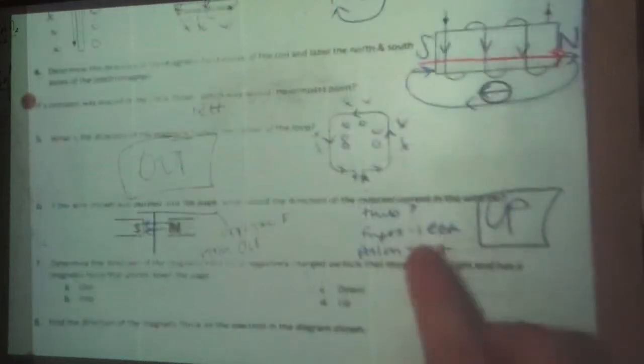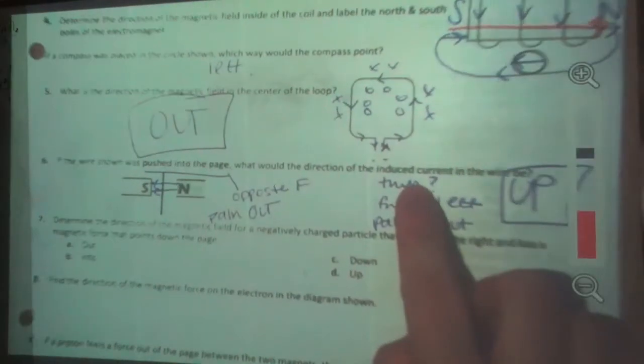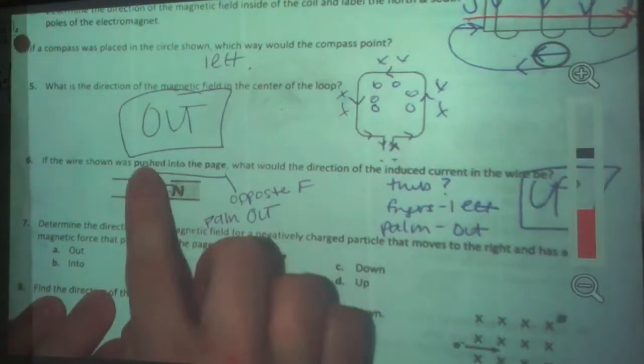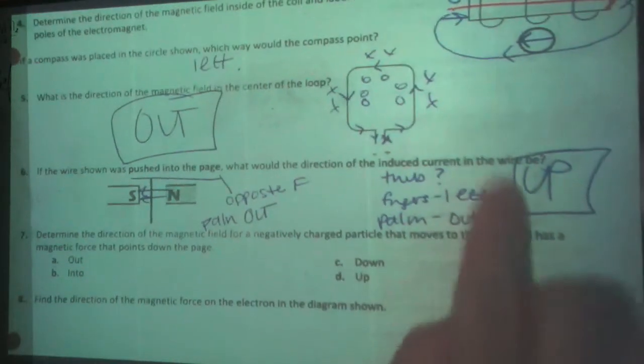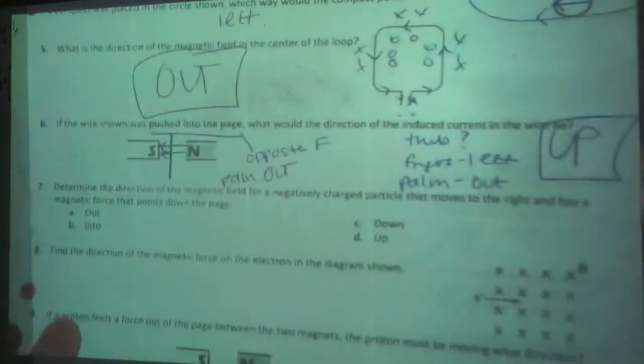If you're like, wait, but I thought this is supposed to be opposite because it says induced current. That's true, it's the opposite force. I said it was being pushed into the page, so my palm would be out. So I already did the opposite force. So whatever I get for my current is the direction of the induced current.